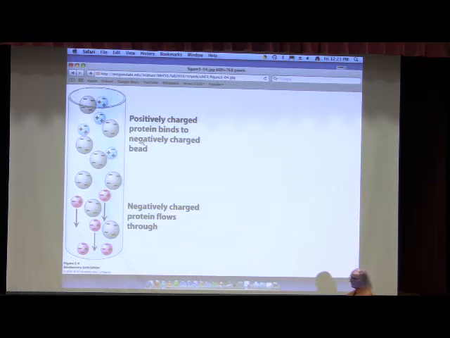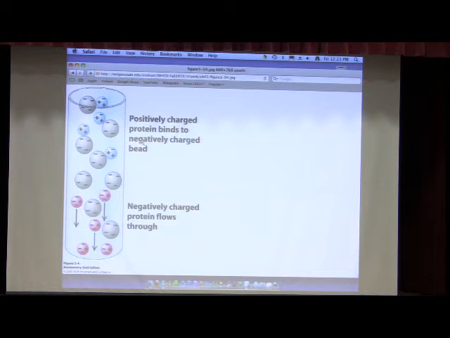And now I apply my protein to that column. Let's say I've got a mixture of proteins. I've got some proteins that are negatively charged, some proteins that are zero charged, and some proteins that are positively charged. Which ones are going to stick to the column? Well, what happens is the positively charged proteins will kick off the sodiums. Okay? They'll kick off the sodiums and they'll sit there and they'll stick to the negative charge. Okay?